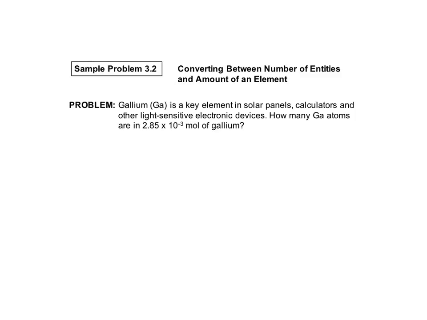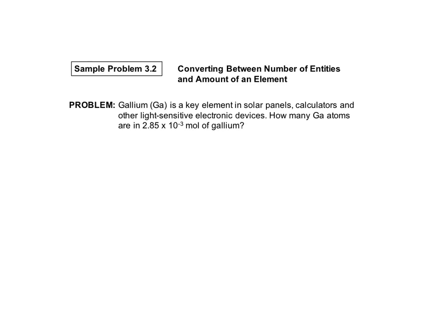Sample problem 3.2 looks at another conversion factor that we've learned in chapter 3, that being Avogadro's number. I'll talk a little bit more about that after we read the problem. The problem says, gallium is a key element in solar panels, calculators, and other light-sensitive electronic devices. How many gallium atoms are in 2.85 times 10 to the minus 3 moles of gallium?